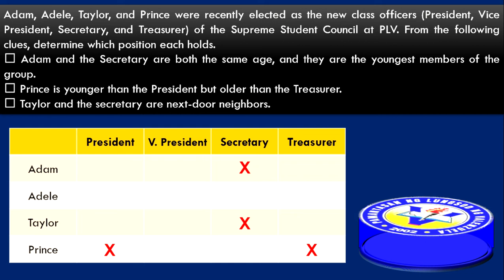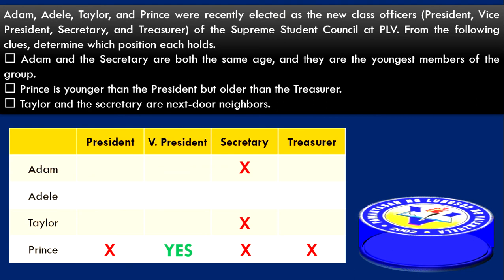If Prince is older than the treasurer, then Prince cannot be the secretary, right? He cannot be the secretary because the secretary is one of the youngest members. So therefore, Prince cannot be the secretary since he is older than the treasurer. So with that, Prince is not the president, secretary, or the treasurer. So obviously, Prince now is the vice president.